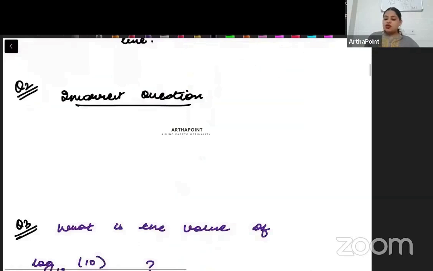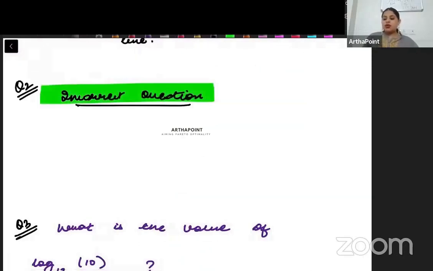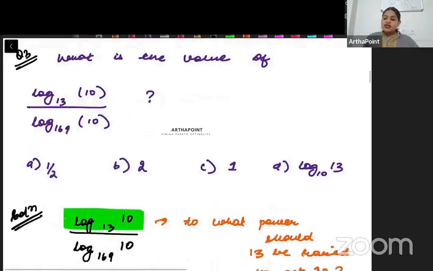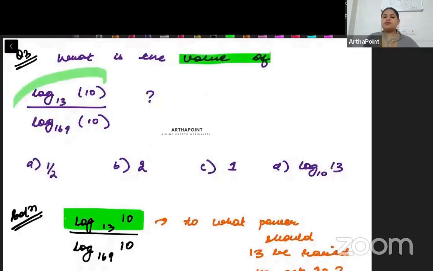Then the second question of this sample paper was incorrect. So I'm just leaving that question. Come to the third question. Okay, so it is asking what is the value of this.